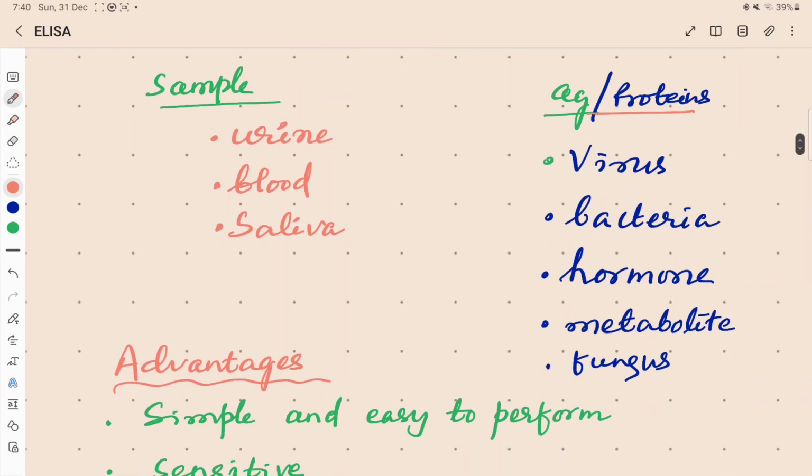So we can use a variety of samples. We can use urine, blood, saliva, and we can use different antigens or proteins: proteins of viral, bacterial or fungal source. We can use hormones, metabolites, drugs. We can detect their presence or absence, and we can also detect their concentration, both qualitative and quantitative.